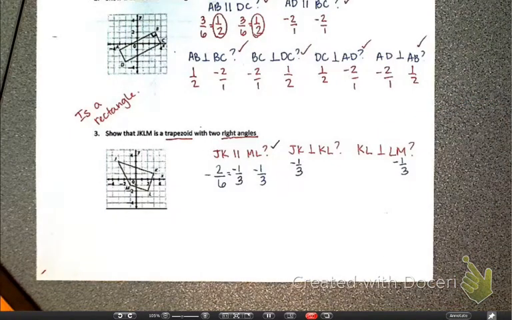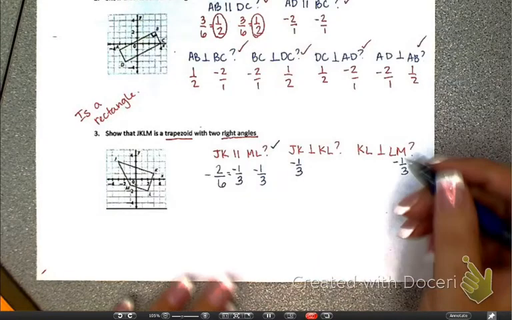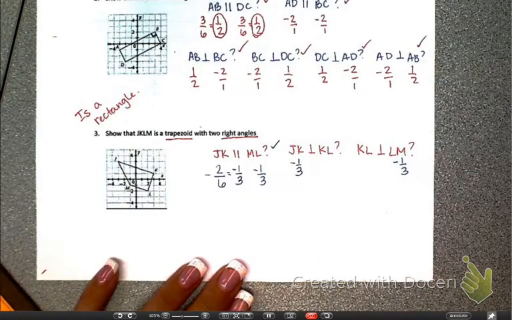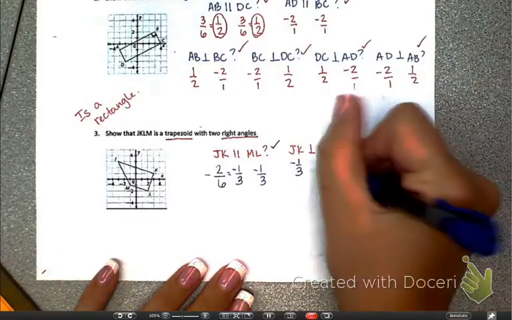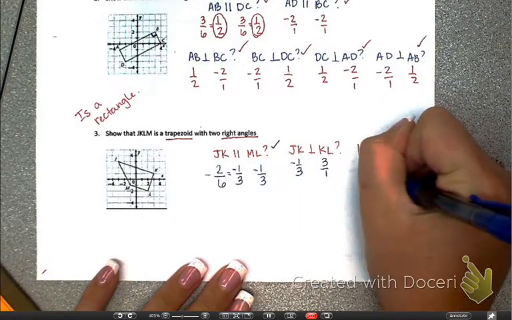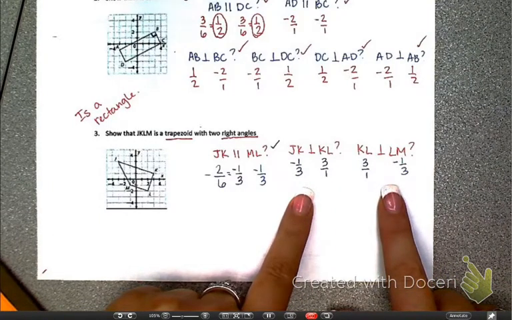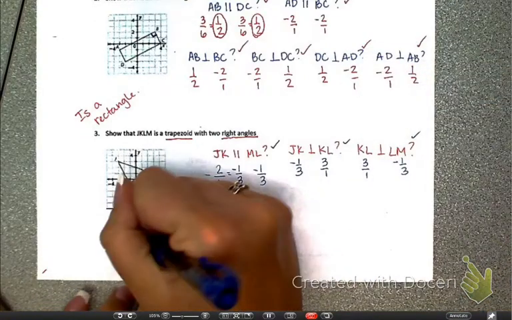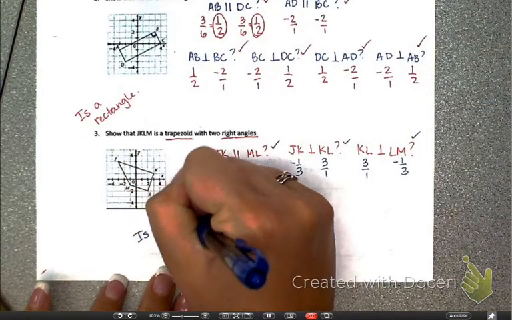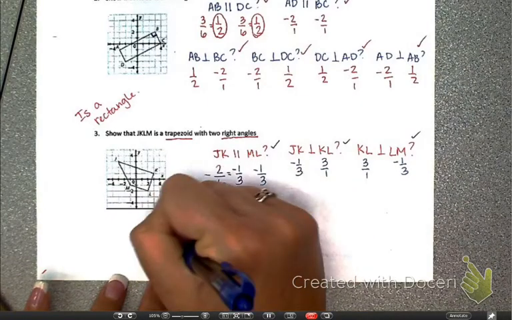Take a second and find the slope of KL. What's my rise and my run for KL? 3/1. I go up 3/1. Are these lines perpendicular? Yeah, they have opposite reciprocal slopes, which means this is a trapezoid with two right angles.